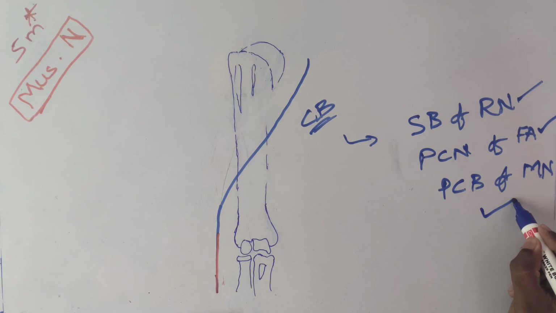This is all about the branches and distribution of the musculocutaneous nerve.